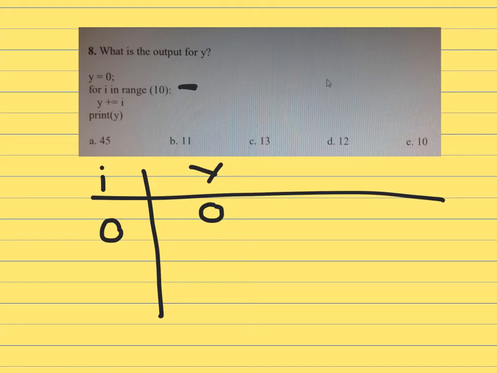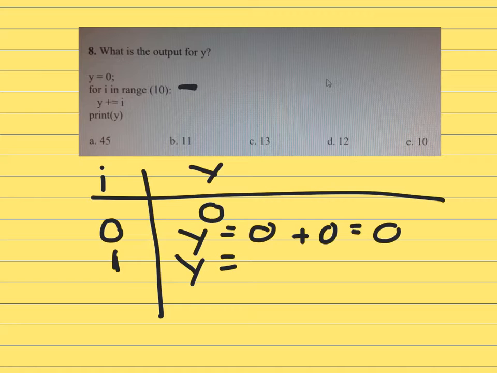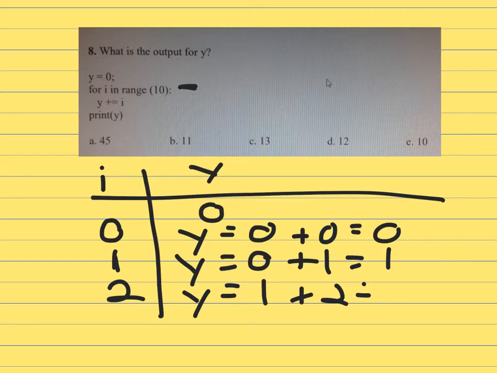In our first iteration, at I equals 0, y plus equals I, which is the same as y plus I is assigned to y. So how this goes is 0 plus I, which is 0, equals 0. And it loops again. Y equals the current value of y, 0, plus 1, which equals 1. Second iteration, y is equal to 1 plus I, which is 2, equals 3.